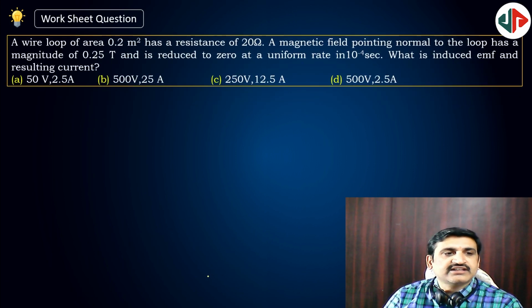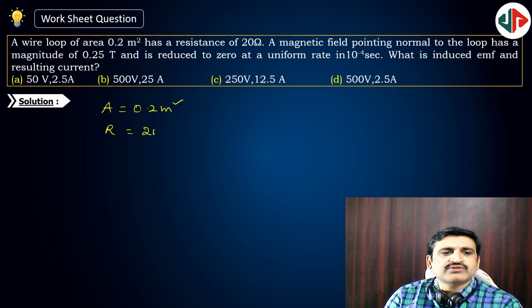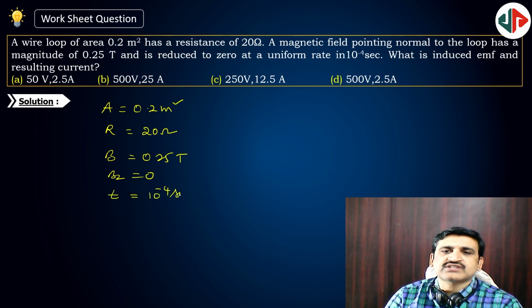Yes. Next, a wire loop of area A equal to 0.2 meter square has a resistance R equal to 20 ohm. Magnetic field pointing normal to the loop has a magnitude of B equal to 0.25 Tesla. It is reduced to 0, B2 equal to 0, at a uniform rate. The time taken is 10 to the power of minus 4 seconds.